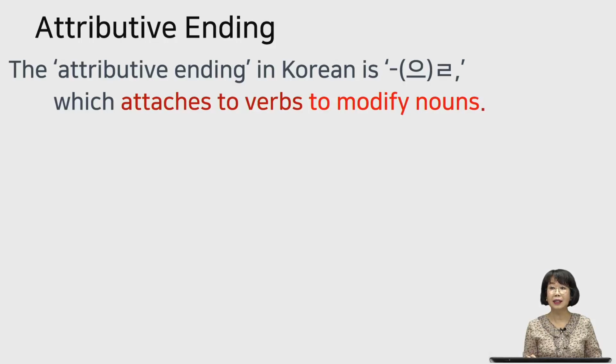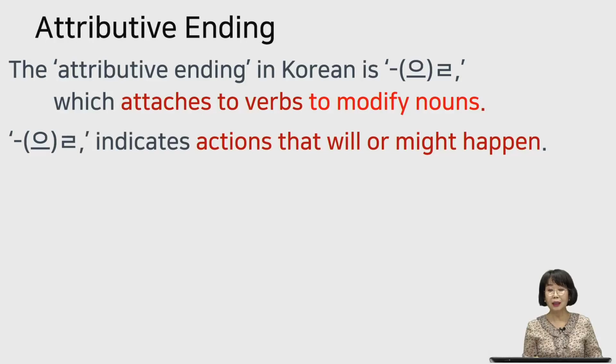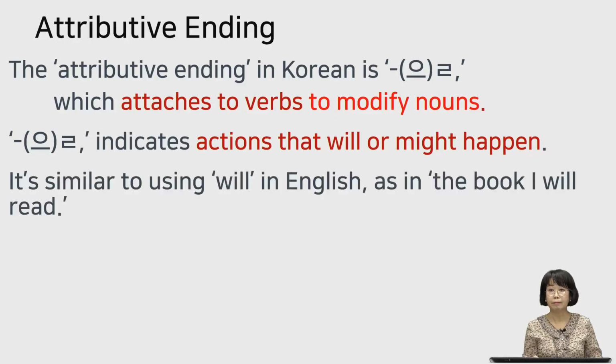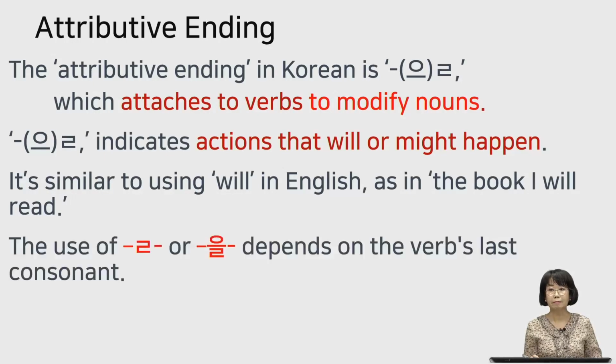The attributive ending in Korean is ㄹ plus 을, or ㄹ, which attach to verbs to modify nouns. 을 or ㄹ indicates actions that will or might happen. It is similar to using will in English, as in, the book I will read. The use of ㄹ or 을 depends on the verb's last consonant.